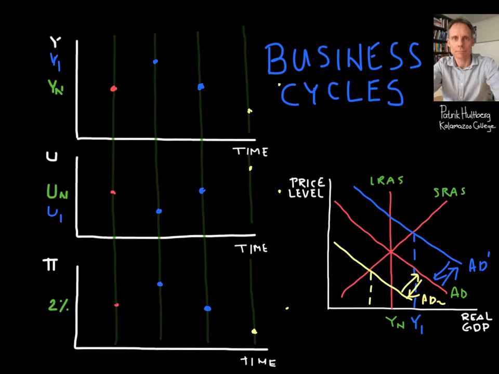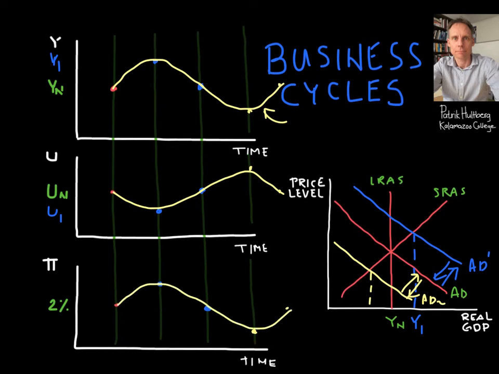And if I were just to connect all these time periods and the different measures of these variables, you can see that what I'm doing here is tracing out a business cycle. And you can see that the unemployment rate is counter-cyclical to this business cycle, whereas the rate of inflation is actually pro-cyclical, that is, it goes up and down together with the business cycle.